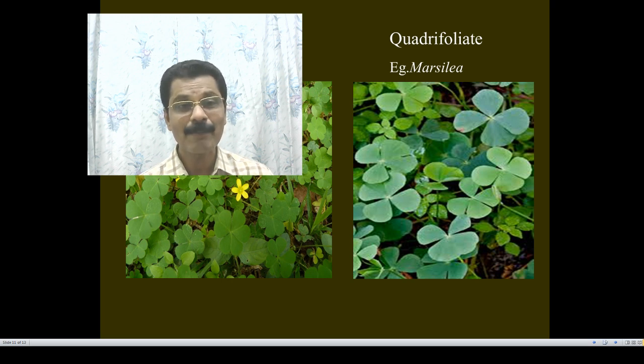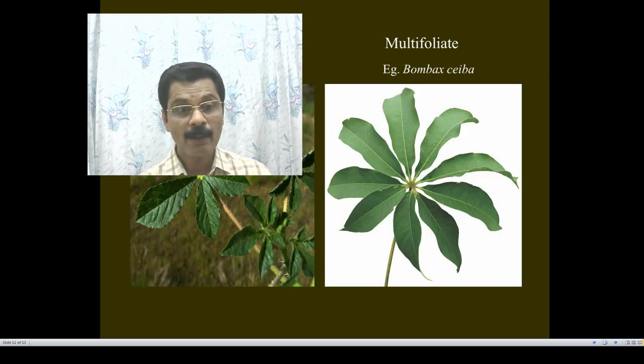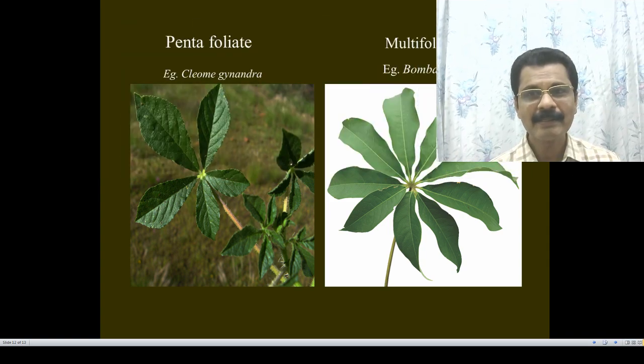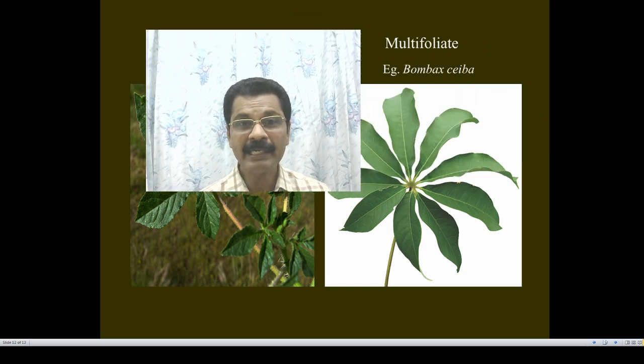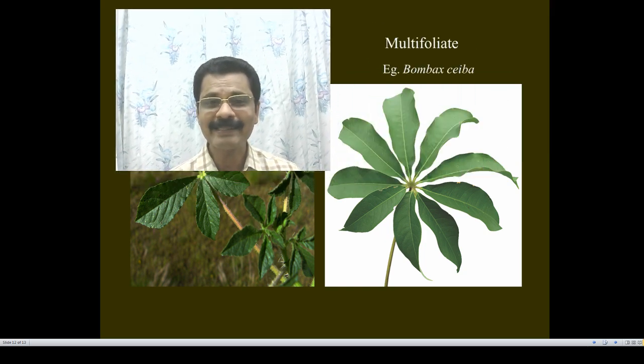Unifoliate compound leaf, bifoliate compound leaf, trifoliate, quadrifoliate, and pentafoliate. See, five leaflets are there. Pentafoliate. Example, Cleome gynandra. There you can see five leaflets. And multifoliate, as in the case of Bombax ceiba, multifoliate. So, depending upon the number of leaflets, we can classify the palmately compound leaves as unifoliate, bifoliate, trifoliate, quadrifoliate, pentafoliate, and multifoliate.